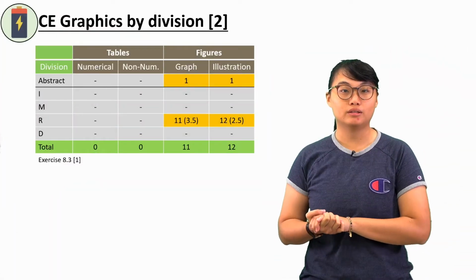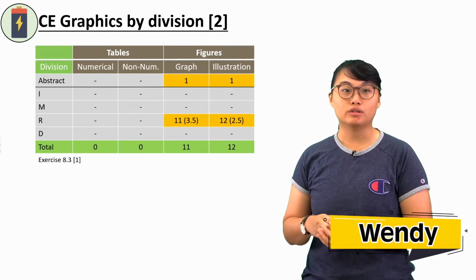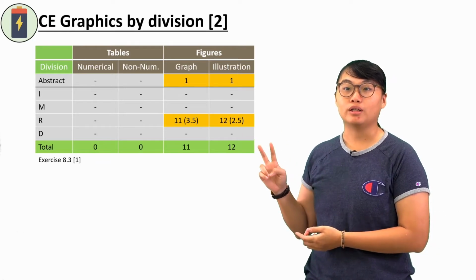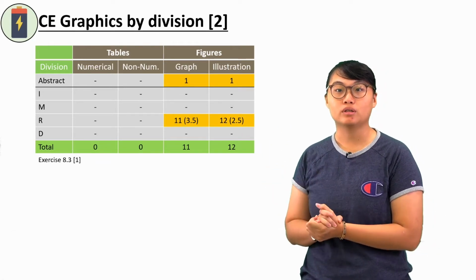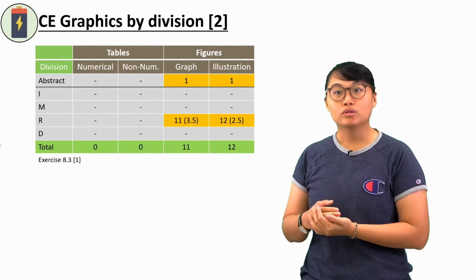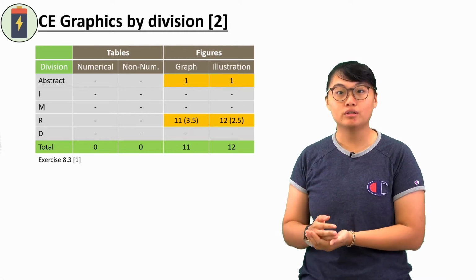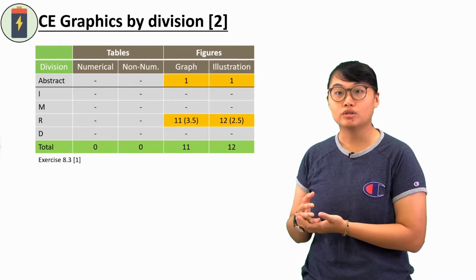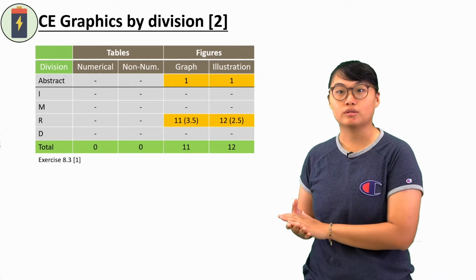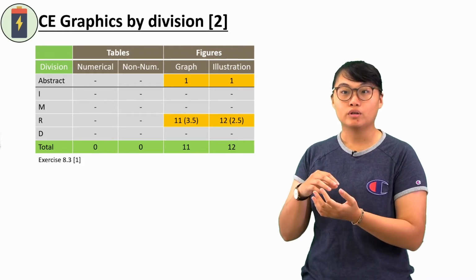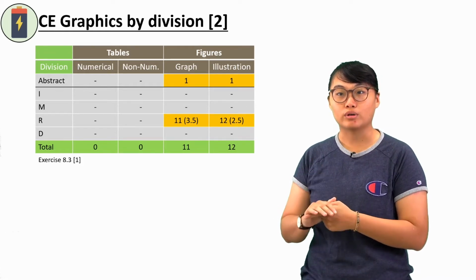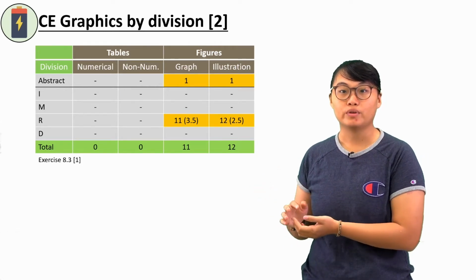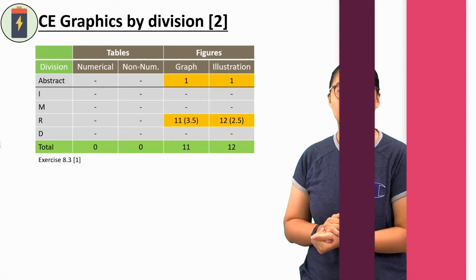So now let's look at the tables. We have known that there's a graphical abstract, so we can get one graph and one illustration in the abstract division. And there are no tables or figures in the introduction, method and discussion divisions. So all of the figures are in the result division. And because of figure 6, where we got one graph and one illustration, we got 0.5 and 0.5 each in the results and discussion division.